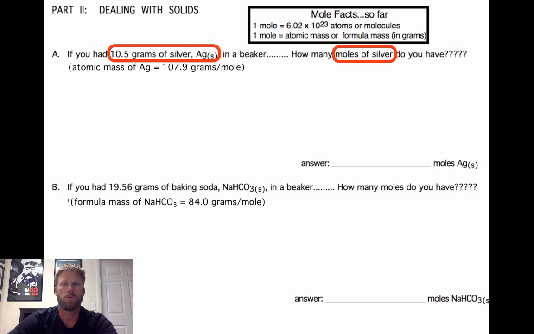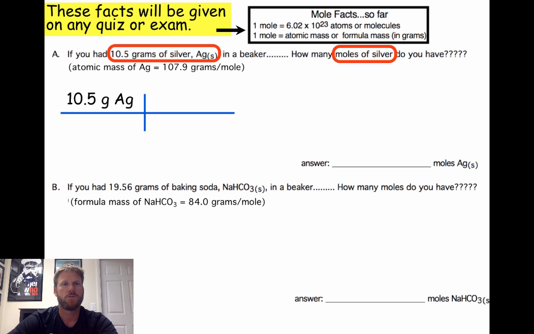First, you want to start with what you have, so we know we have 10.5 grams of silver. Then we're going to set up our train tracks, or our dimensional analysis, and we need to convert from grams of silver to moles of silver. So we can use our mole facts, and we can see here that a mole of any substance is equal to the atomic mass, or the formula mass, in grams per mole. And in the problem, we're given the atomic mass of silver in grams per mole. Or we could easily look that up on the periodic table.